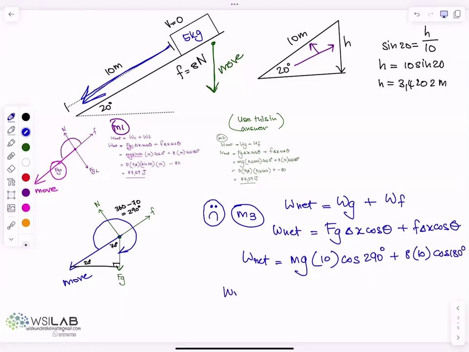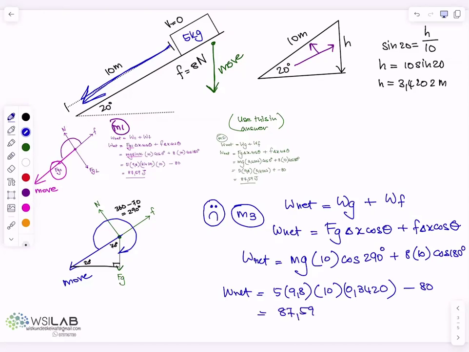Okay, now we're supposed to get the same answer. Let's look at this. The mass is 5, 9.8 times 10, and then cos 290 is what? It's just 0,3420, and this is minus 80. So I'm going to multiply it with 10, that 0,34, multiply it with 9.8 and 5, and then subtract 80, and then I get 87,59 joules. Bang, same answer.